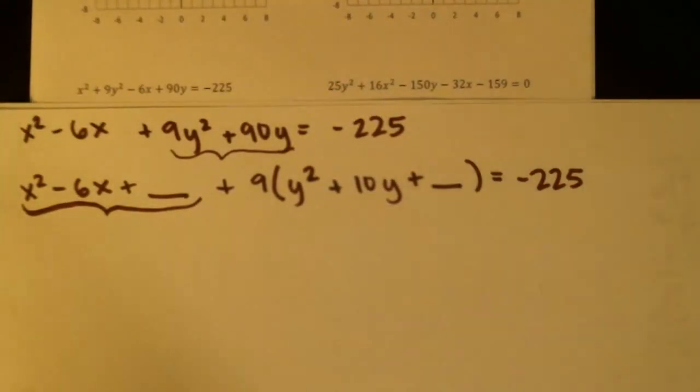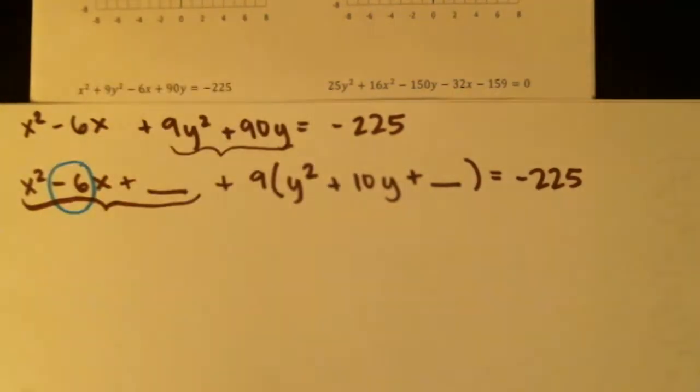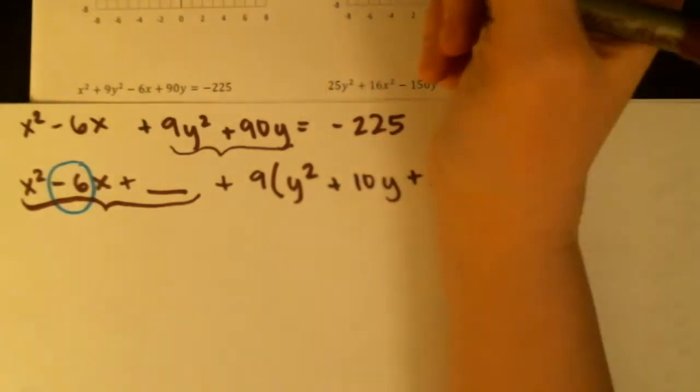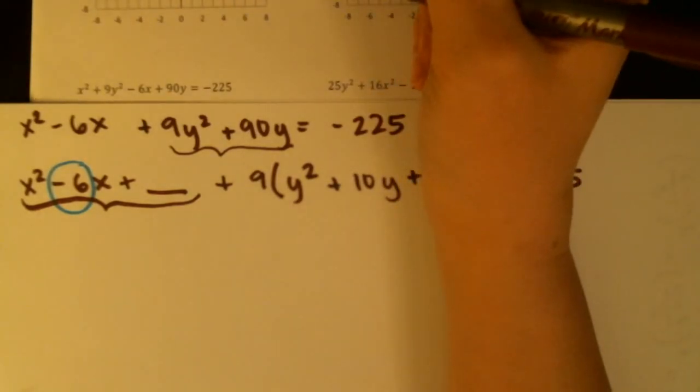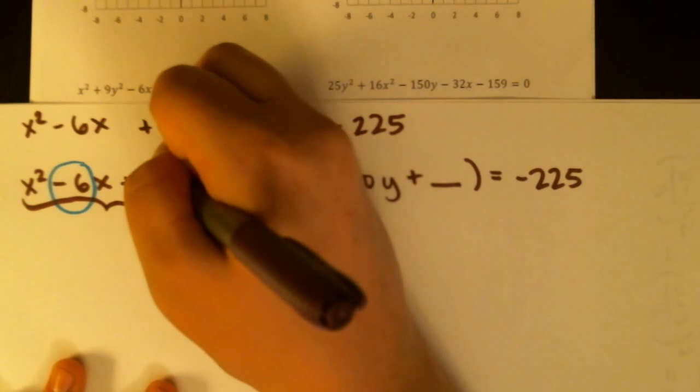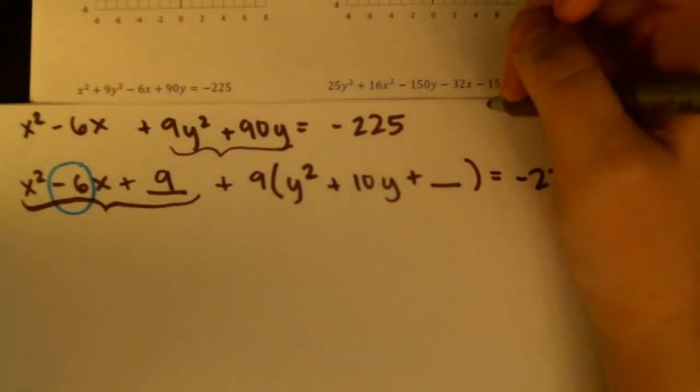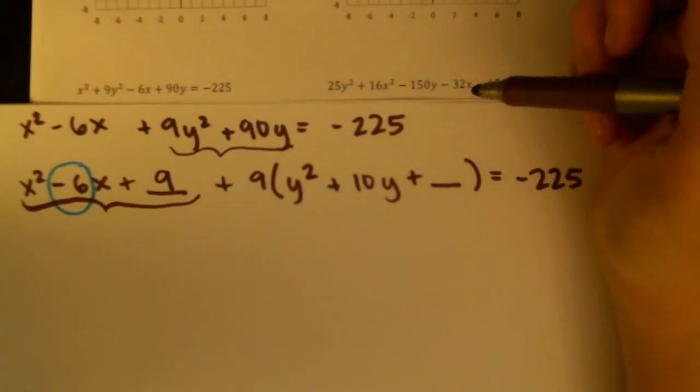Let me snag some colors. And you cut it in half and you square it. So half of negative 6 is negative 3. Negative 3 squared is positive 9. You should always end up with a positive since your last step is squaring.